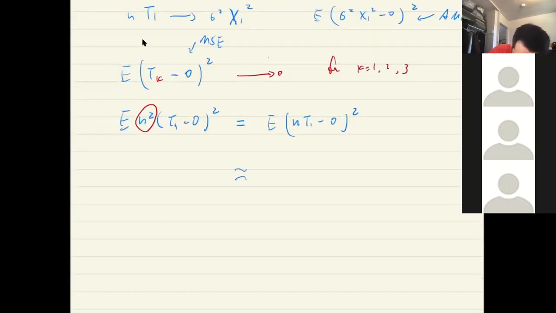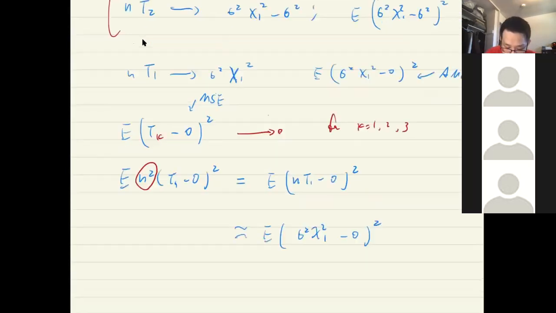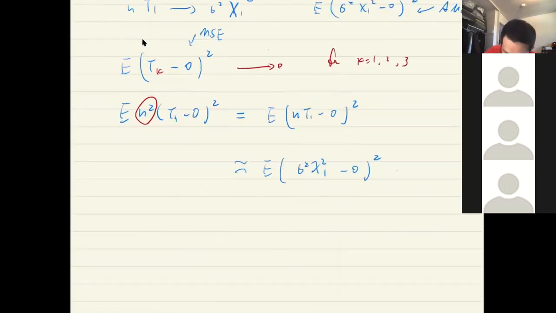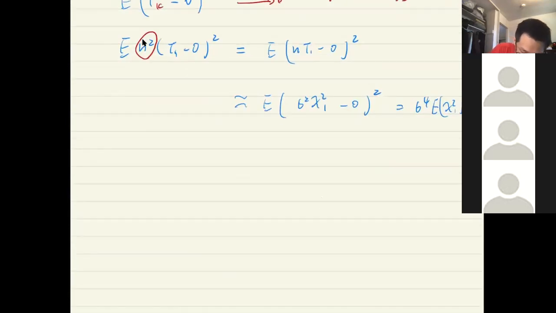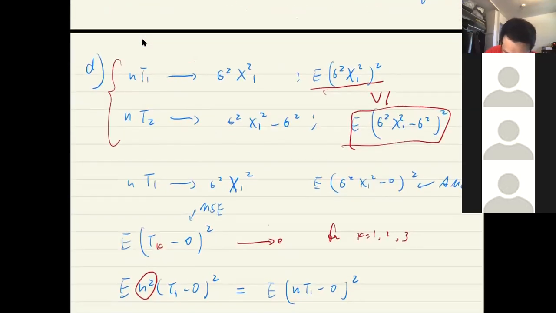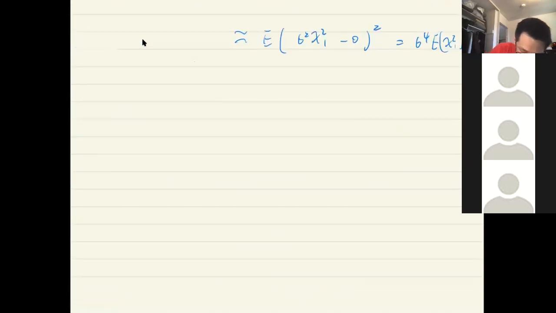And we know this one can be approximated by sigma square times (chi-square 1 minus 0) square. And this is the quantity of the second moment of the chi-square distribution. And we do the same thing for T2 and T3. So this is the answer for T2. And for T3, I see T3 will be complicated, but it's the same, just like this.